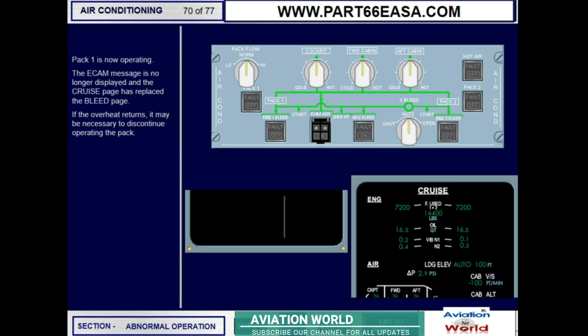Remember that the air conditioning system controllers are equipped with two channels. If one lane fails, it has no impact on system operation. The other lane can provide all necessary functions. Advance to fail lane 2 and watch what happens.